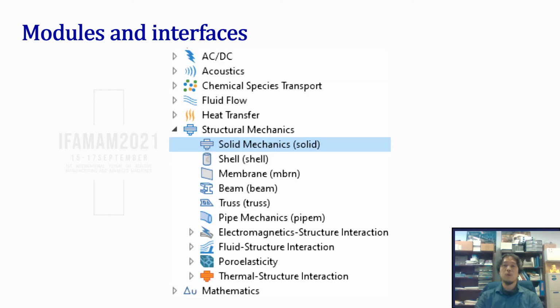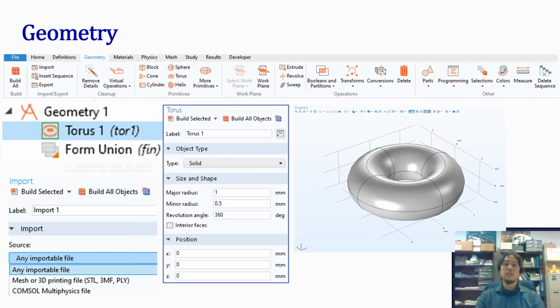Next is to select the module or top organization level package that contains the bottom level interface. In the example shown here, the solid mechanics interface is selected within the structural mechanics module. Geometries of domains are then modeled using built-in primitives, such as a torus with specified properties and position, and then viewed in the graphics window. Geometries can be imported using other CAD packages.